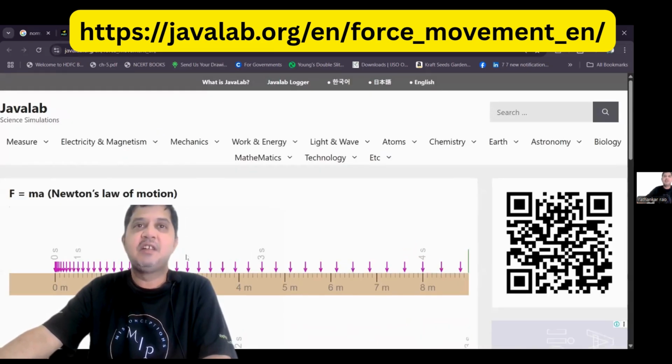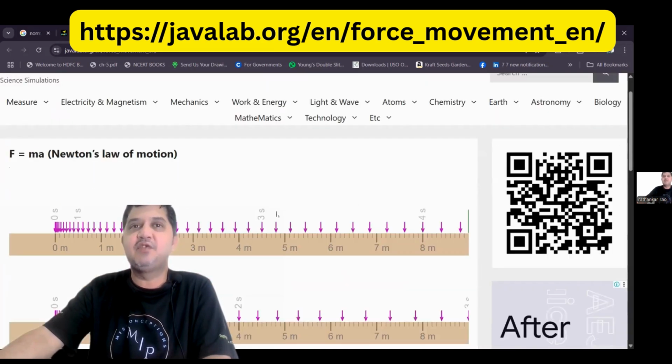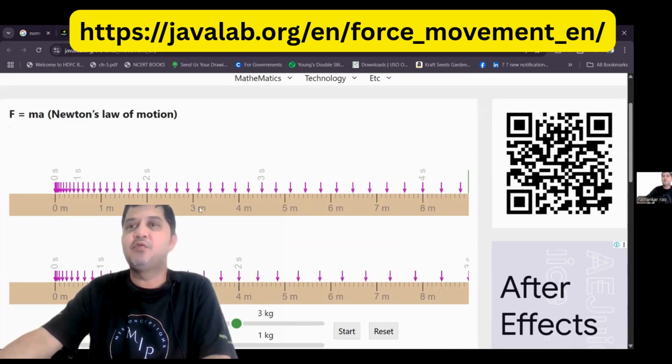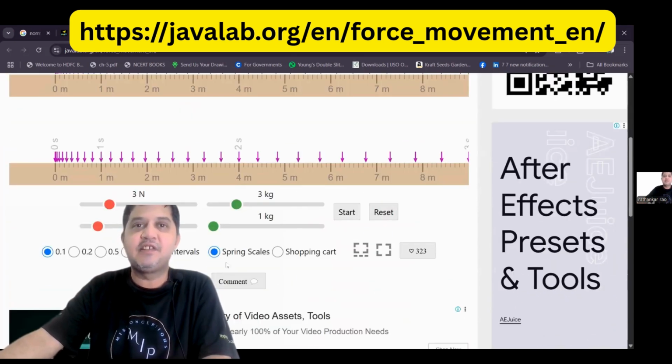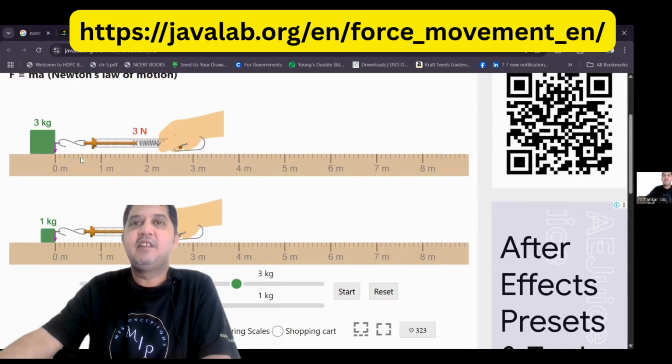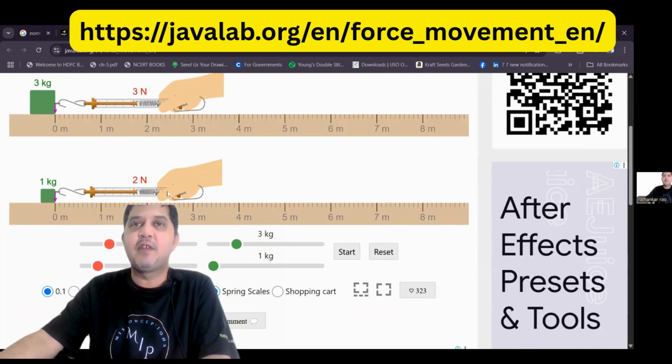Now this simulation, which is from Java Labs, shows you two spring balances. Let me reset it first. Reset is here. Okay, let me reset it here. We have two spring balances over here, one connected to a 3 kg mass, another one to a 1 kg mass. In fact, I can change any one of them. This is just for comparison, for looking at Newton's laws.